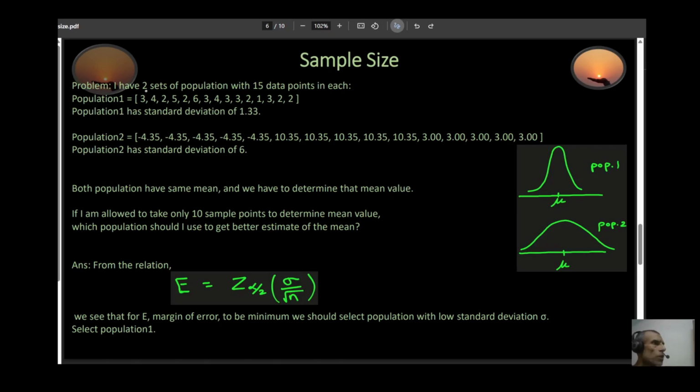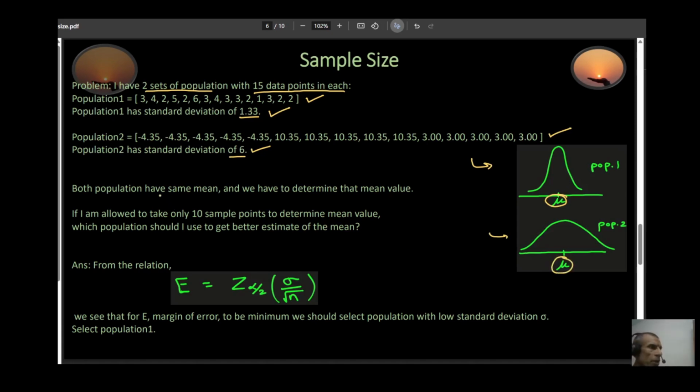I have two sets of population with 15 data points in each one of them. So this is my population 1, and the standard deviation for population 1 is 1.33. This is my population 2 right here, and the standard deviation of population 2 is 6. And I plotted these populations right here. This is my population 1, and this is the mean value of population 1, and this is my population 2, and this is the mean value of population 2.